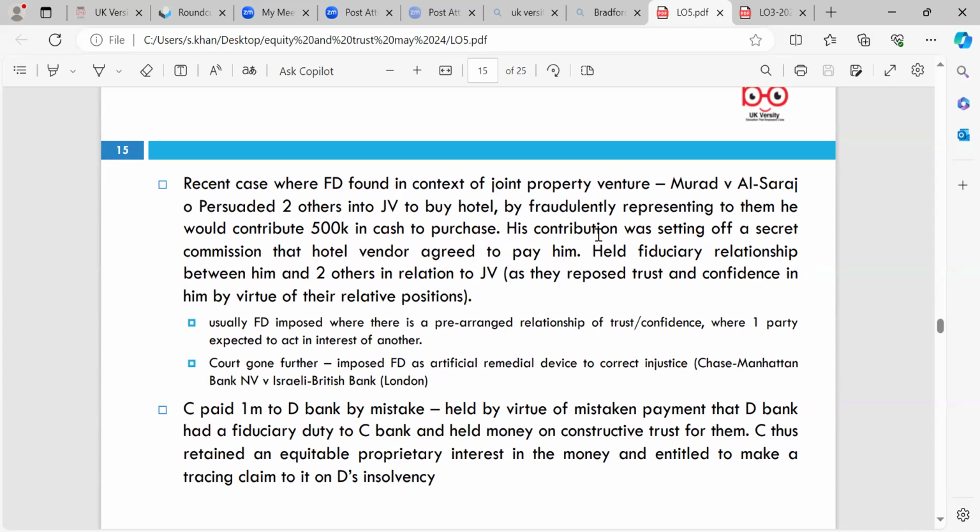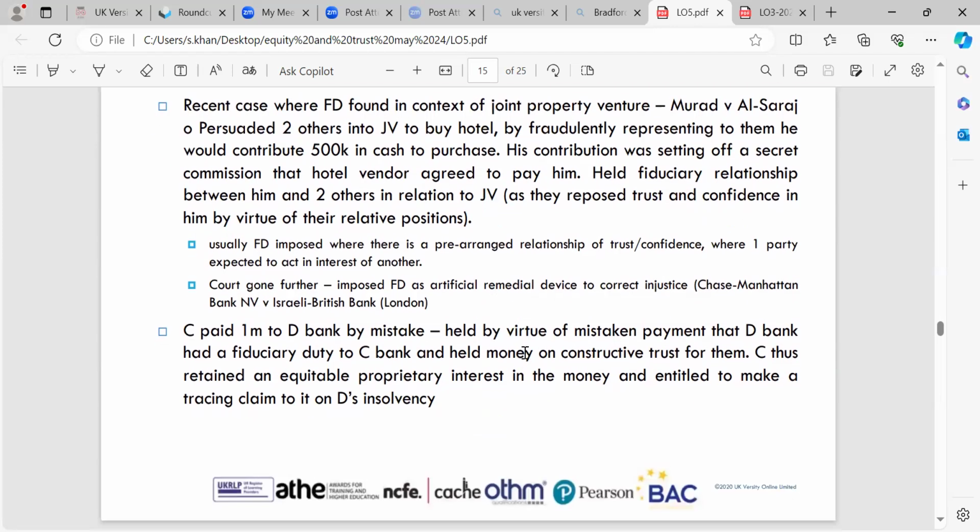he persuaded others to join a JV to buy a hotel, but fraudulently represented to them that he would contribute 500k in cash to the purchase. His contribution was actually set off by a secret commission that the hotel vendor agreed to pay him. It was held that there was a fiduciary relationship between him and the two others in relation to the JV, as they reposed trust and confidence in him by virtue of their relative position.